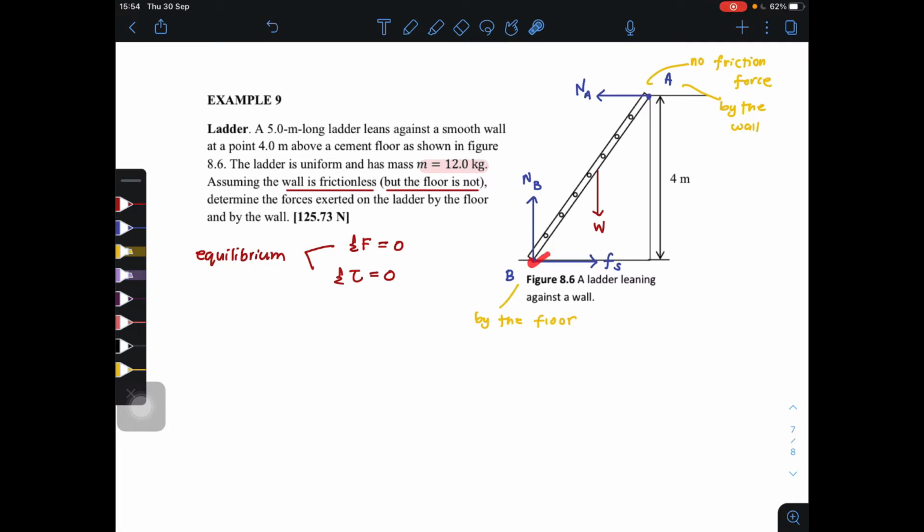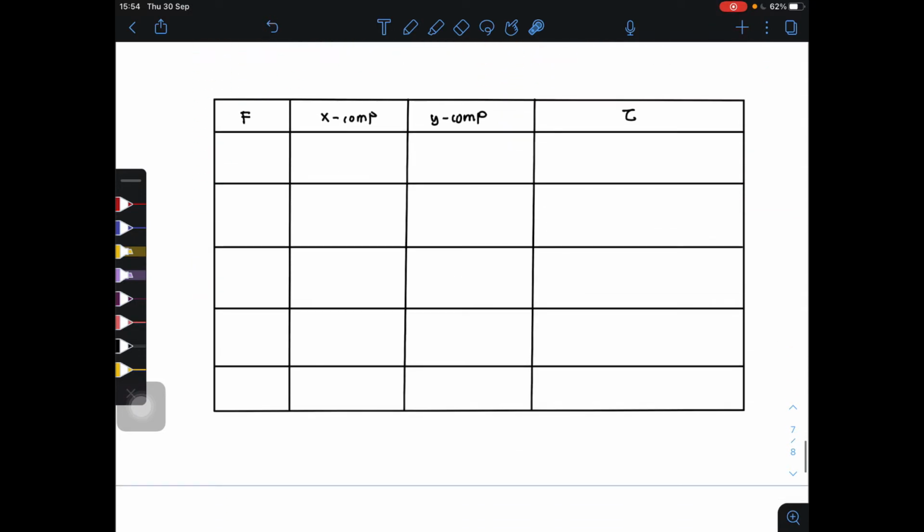Tapi tidak semestinya mesti dekat sini. Dekat sini pun boleh, dekat sini pun boleh. Tapi Miss sekarang ni Miss mahu kita pilih dekat point B. So we choose point B as pivot point. Okay, so now that we choose point B as pivot point, kita akan buat jadual. Okay, lebih senang buat jadual. So ni jadualnya.